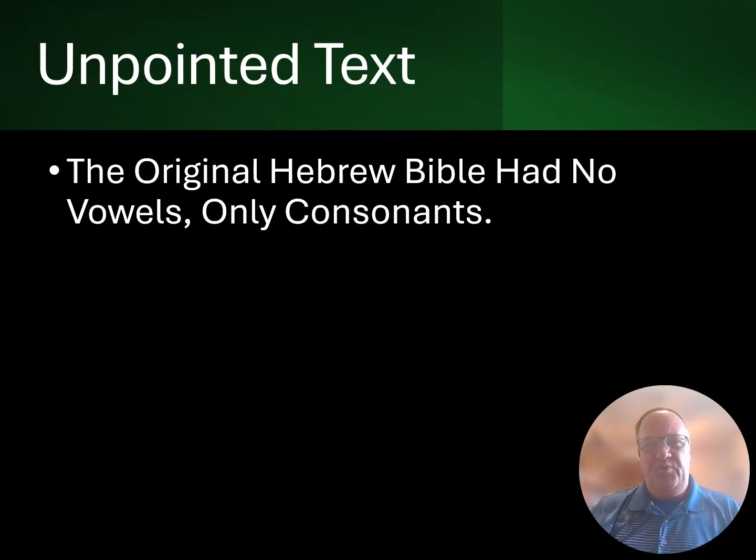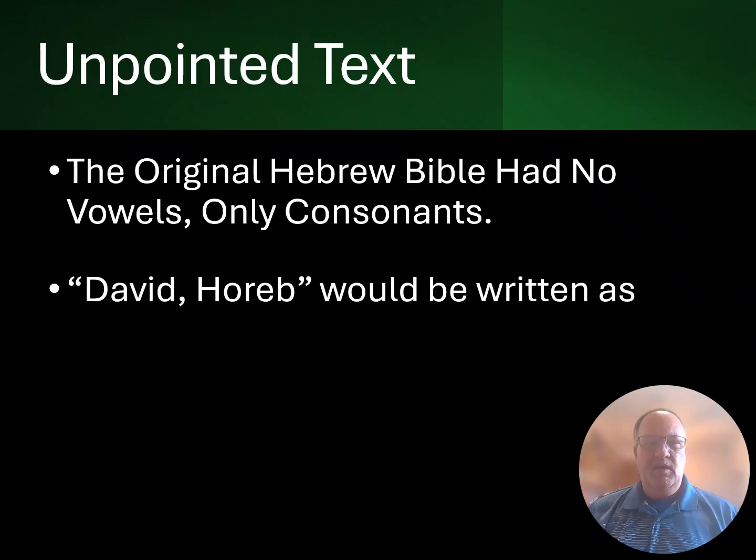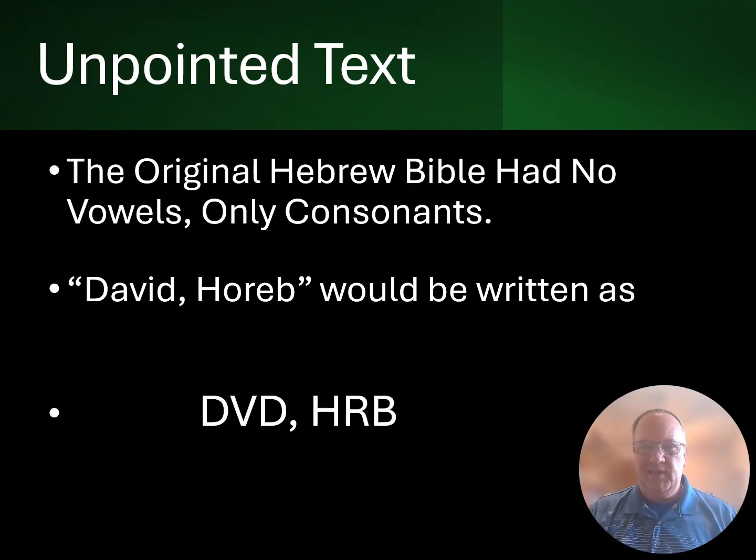And so, for example, not talking about the Masoretic text, let's talk about the ancient Hebrew text. If you were writing in the ancient Hebrew text, David, or the word for the city Horeb, it would be written this way. All right? DVD, HRB. Why? Because they don't have the vowels.